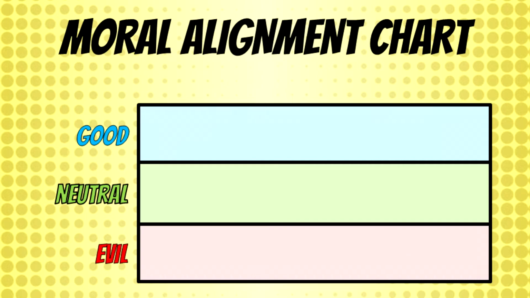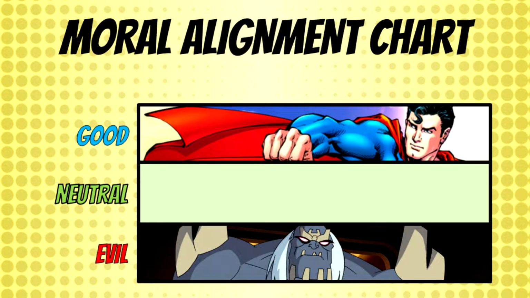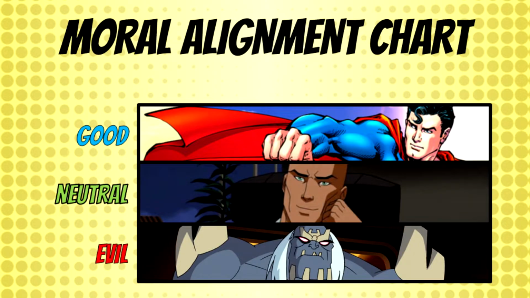For a quick example, let's put some superhero genre characters on the scale. Superman for good, Doomsday for bad, and Lex Luthor for neutral. Yes, I'm putting Lex Luthor as neutral, and that might sound a little bit weird to some of you, but let me pitch it to you this way.